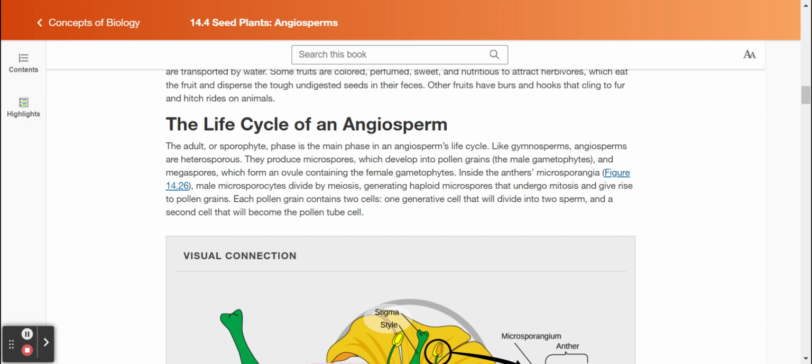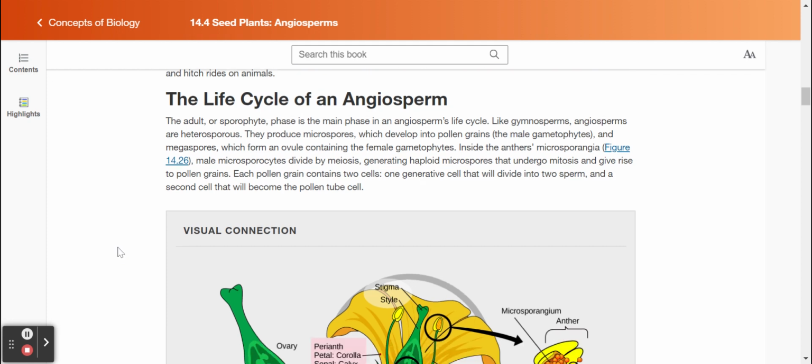Inside the anther's microsporangia, male microspore mother cells divide by meiosis, generating haploid microspores that undergo mitosis and give rise to pollen grains. Each pollen grain contains two cells, one generative cell that will divide into two sperm, and a second cell that will become the pollen tube cell.